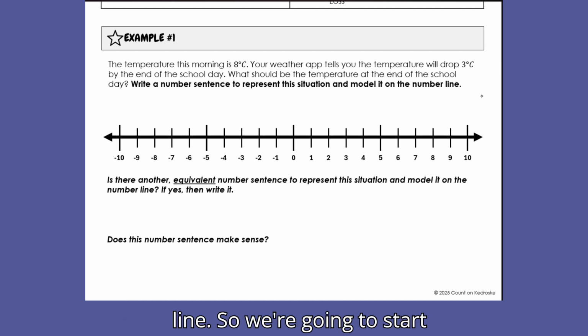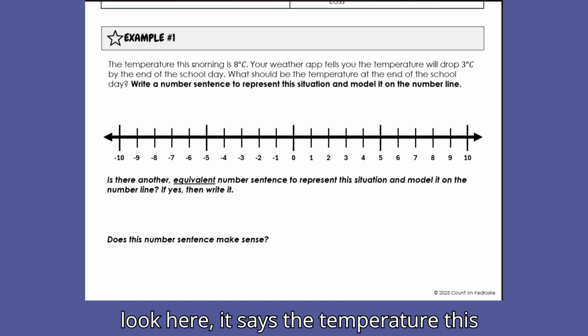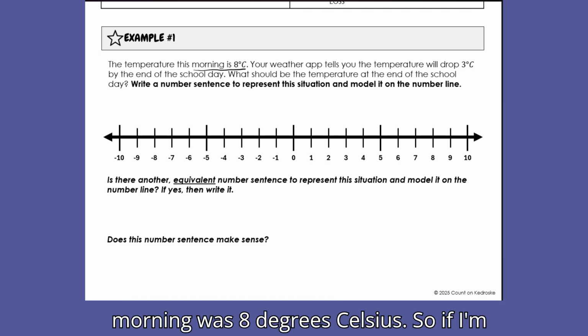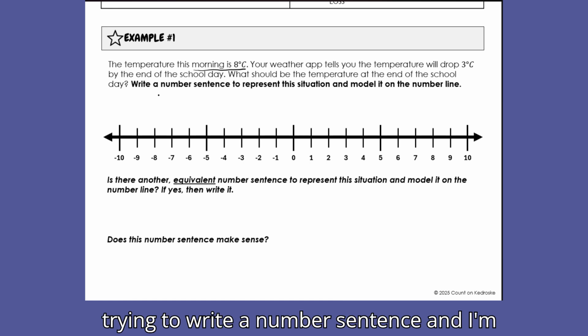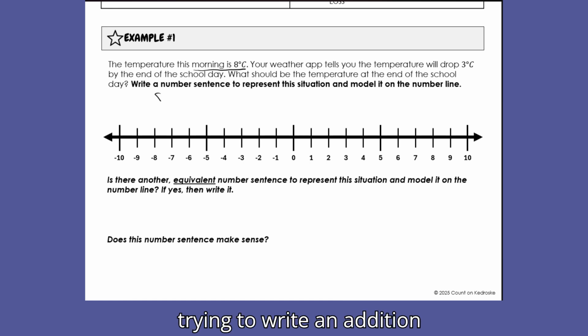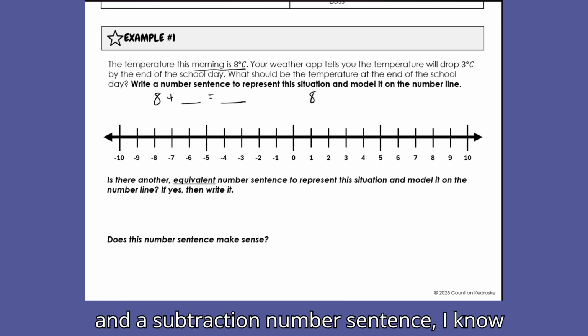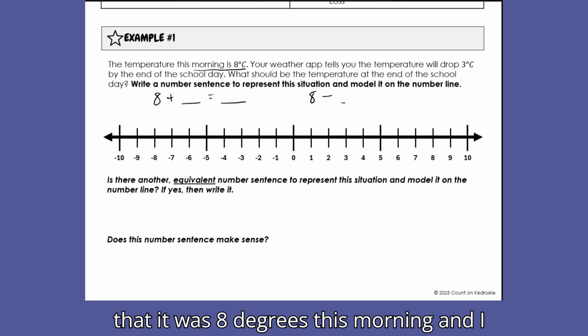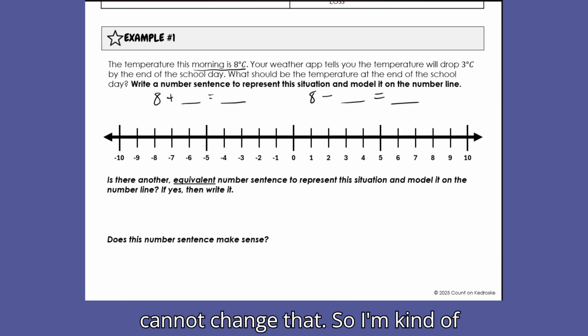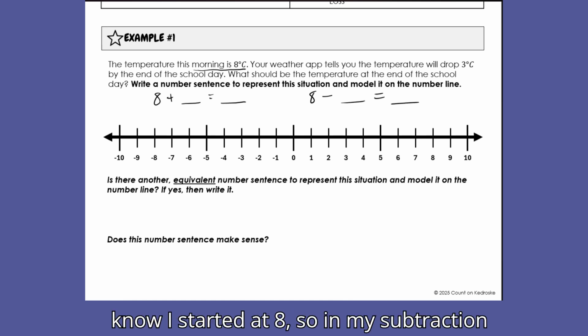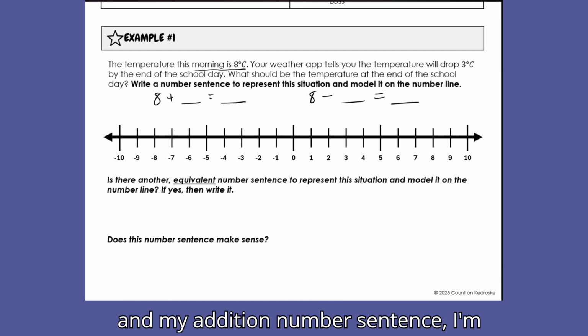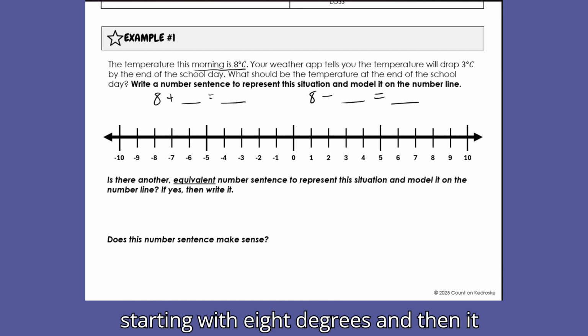So we're going to start by looking at some key words. When I look here, it says the temperature this morning was 8 degrees Celsius. So if I'm trying to write an addition and a subtraction number sentence, I know that it was 8 degrees this morning and I cannot change that. So I'm writing some fill in the blanks. I know I started at 8. So in my subtraction and my addition number sentence, I'm starting with 8 degrees.